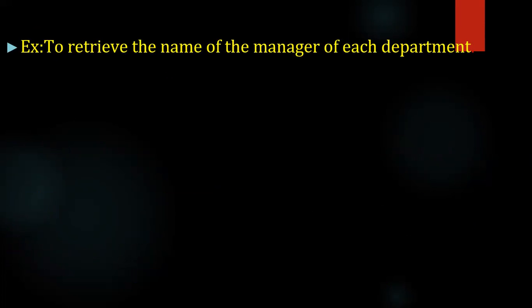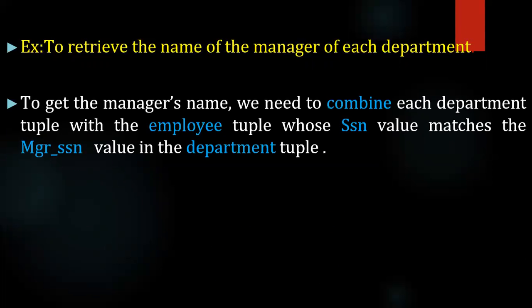Let's see, can we apply equijoin here? Before writing the query, our first step is to identify the tables. From which table shall I extract the result? To retrieve the name of the manager, the name of the employee, whether he is a worker or manager, will be available in the employee table. So I need the employee table, and the role of the employee is designated as manager in the department table. So I need the department table too. So here we need the employee table and department table.